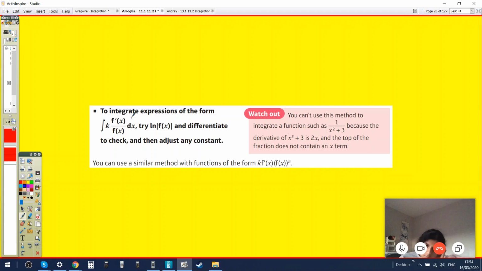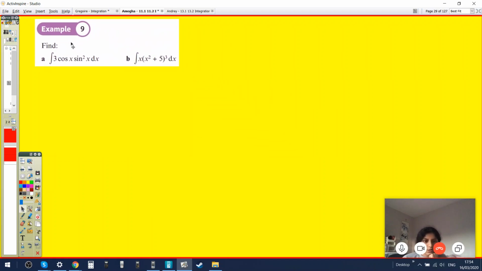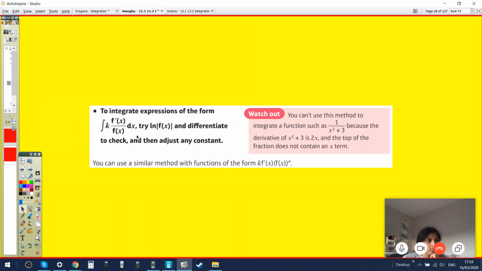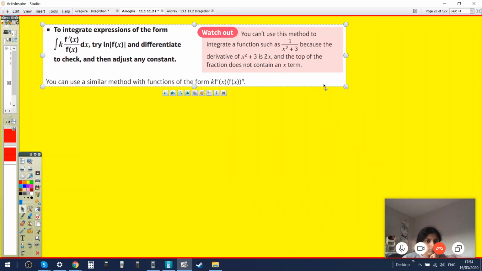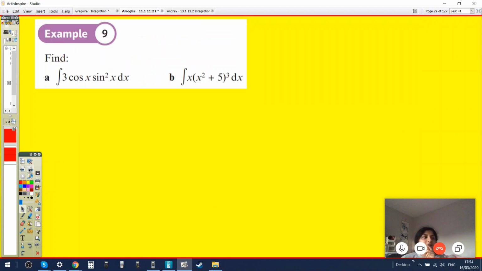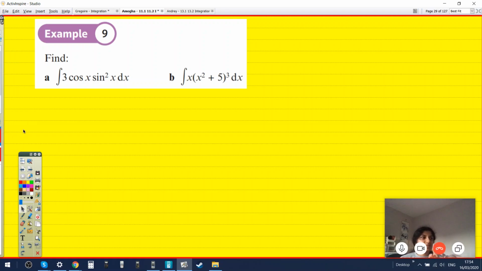To integrate this, try ln f(x) and differentiate. That's what we just did. 3 cos x sine squared x. Ooh, I did not look closely enough. Hold on. To integrate expressions of this form, a similar method works with functions of the form k f(x) to the n. It gives you the function to the power of n plus 1 over n plus 1, plus c.